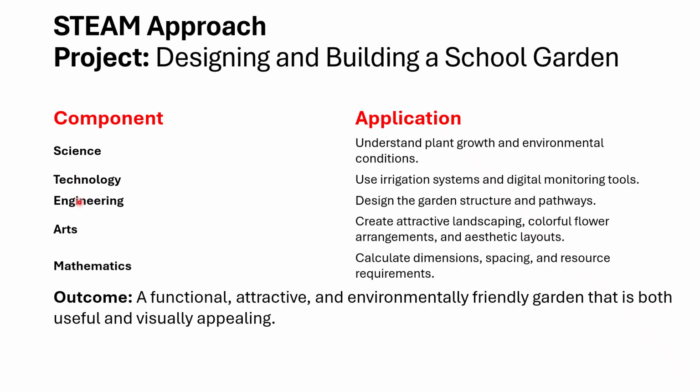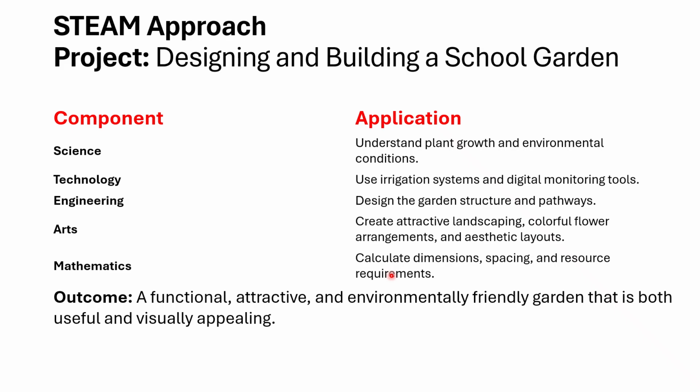Now coming to the third point, engineering. Engineering, as I already told, they know how to design and create a structure and the pathway for the garden. So they should know the size and other things using mathematics. Then coming to the arts, a creative, attractive landscape. So the students can also gain a lot of knowledge on how to creatively make the garden more attractive, with colorful flower arrangement and aesthetic layout. So in the STEAM approach, the arts is playing an additional role. They can have some creative and attractive ideas for making the colorful garden and the aesthetic layout.